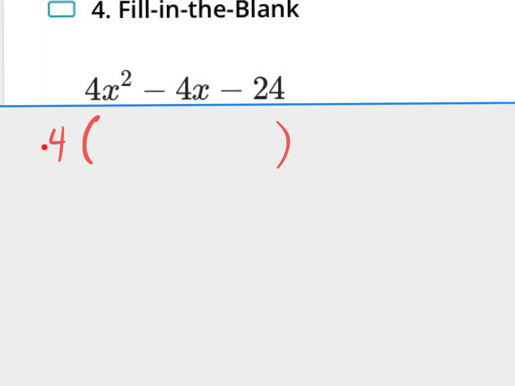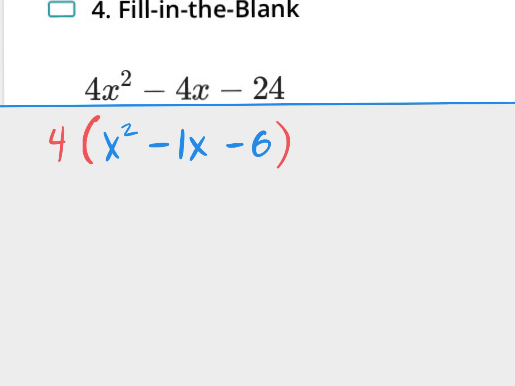So if you do pull out that GCF of 4, what's going to be left over on the inside? Well, 4 times what will get you back to a 4x squared? 4 times x squared will get you back to the 4x squared. Okay? 4 times what will get you back to a minus 4x? 4 times minus 1x will get you back to a minus 4x. 4 times what will get you back to a minus 24? 4 times minus 6 will get you back to a minus 24. And ladies and gentlemen, we have factored out the GCF.